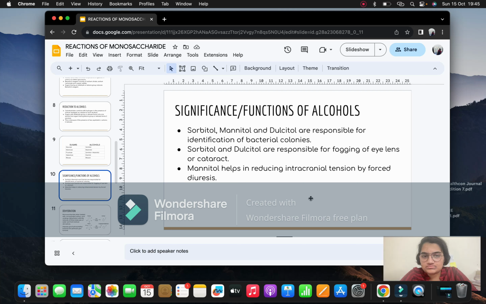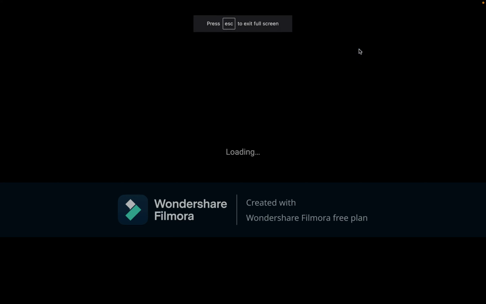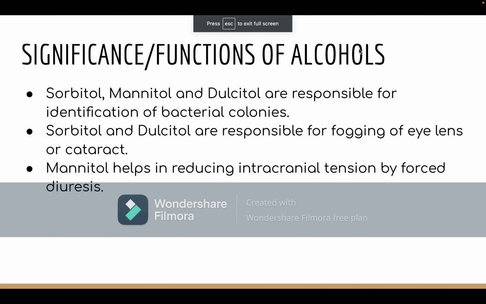So sorbitol, mannitol and dulcitol, the combination of these three helps in the identification of bacterial colonies. Sorbitol and dulcitol, with aging, get accumulated in the lens present in our eyes. Eyes consist of lenses in them. It gets accumulated there, leading to fogging of the lens, which is known as cataract.